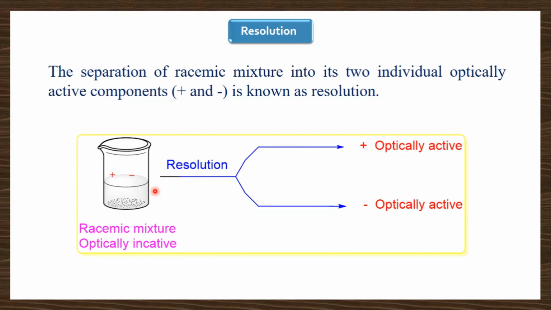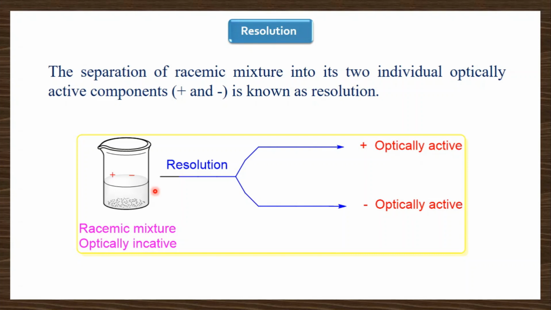Now the next point is resolution. Okay, so what is resolution? Resolution means the separation of a racemic mixture into its two individual optically active components, that is plus and minus, is known as resolution.